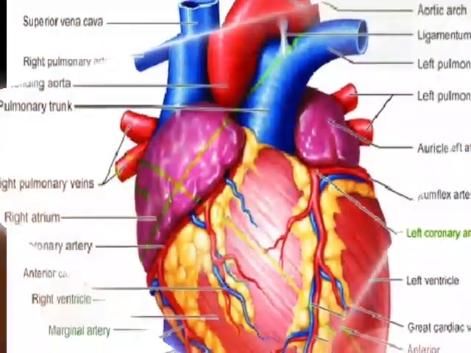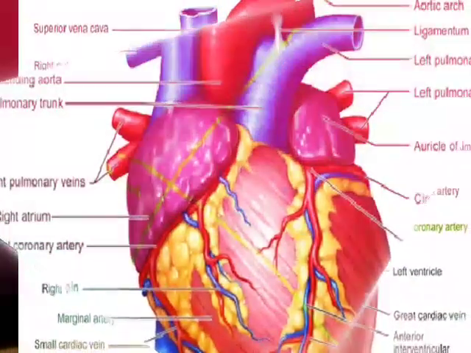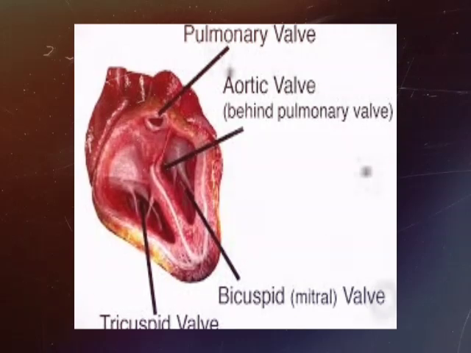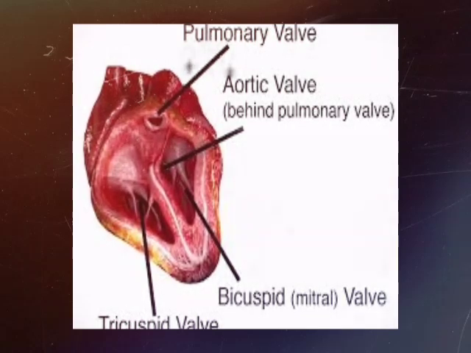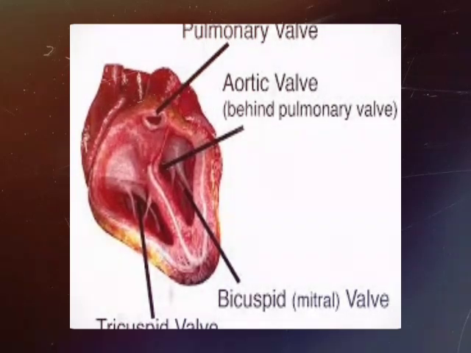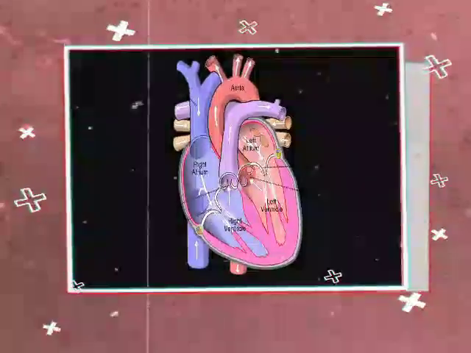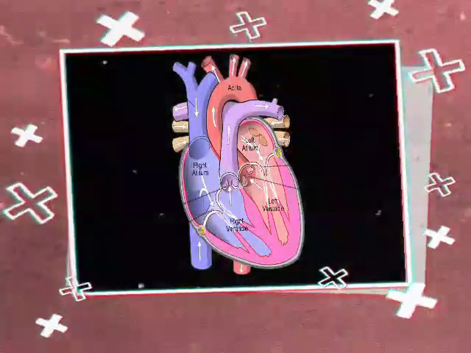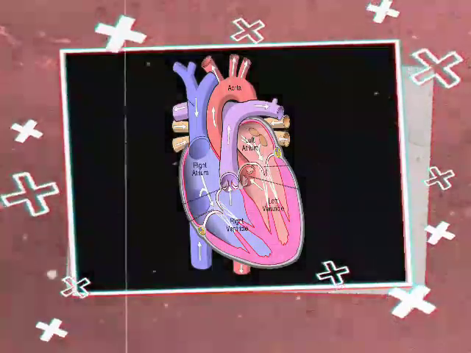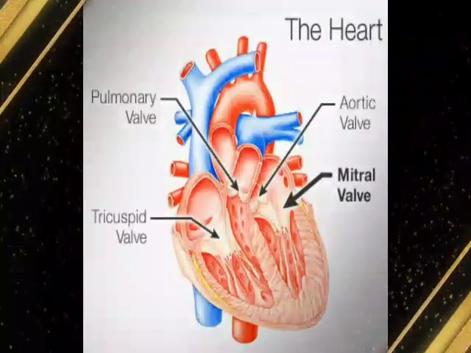The left atrium is the chamber located on the left side of the heart, above the left ventricle. Its main function is to receive oxygenated blood from the lungs through 4 pulmonary veins, 2 from the left lung and 2 from the right lung. Once the oxygenated blood enters the left atrium, it passes through the mitral valve and into the left ventricle. The mitral valve, also known as the bicuspid valve, is located between the left atrium and the left ventricle. It is made up of 2 flaps or cusps that open and close to allow blood to flow in one direction.